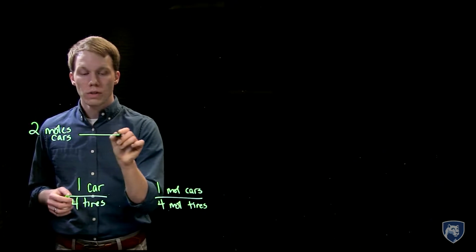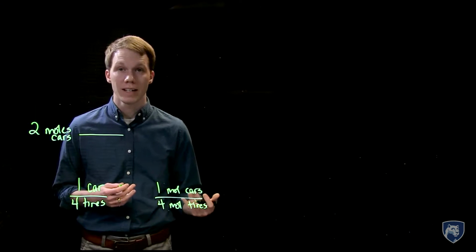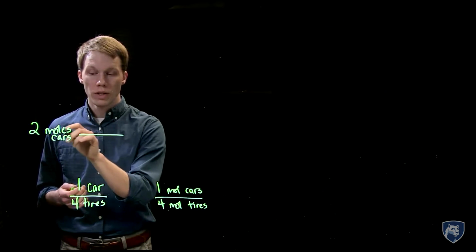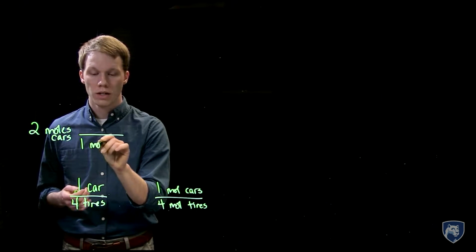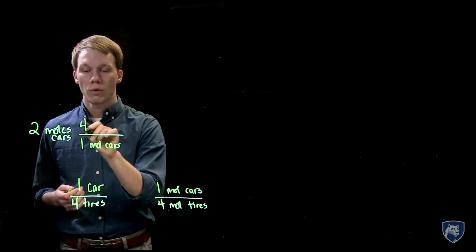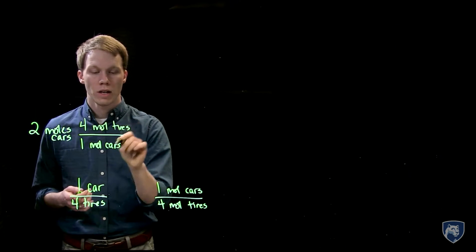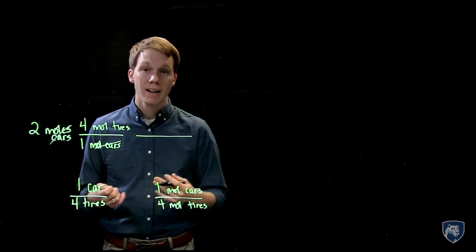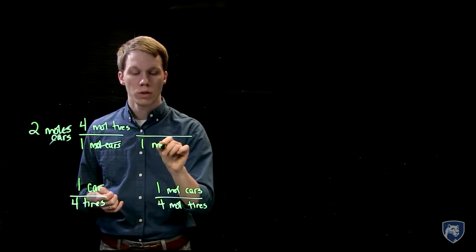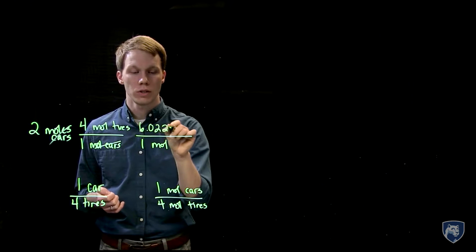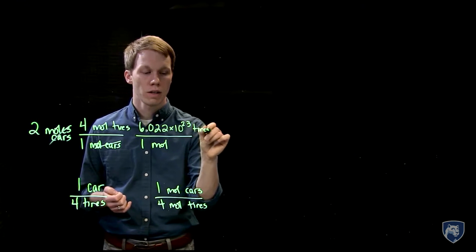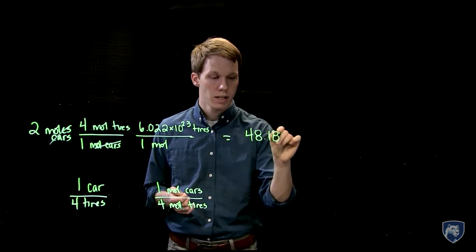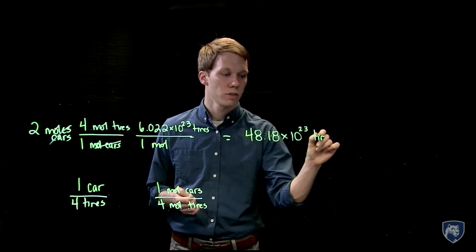So when we go to convert moles of cars to number of tires, we would have to use this mole ratio. And we would arrange it such that our mole units canceled. So 1 mole of cars must be in the denominator, 4 moles of tires. So my cars will cancel. I have moles of tires. And to go from moles of tires to number of tires, I know that 1 mole is equal to 6.022 times 10 to the 23rd tires. I will get 48.18 times 10 to the 23rd tires.